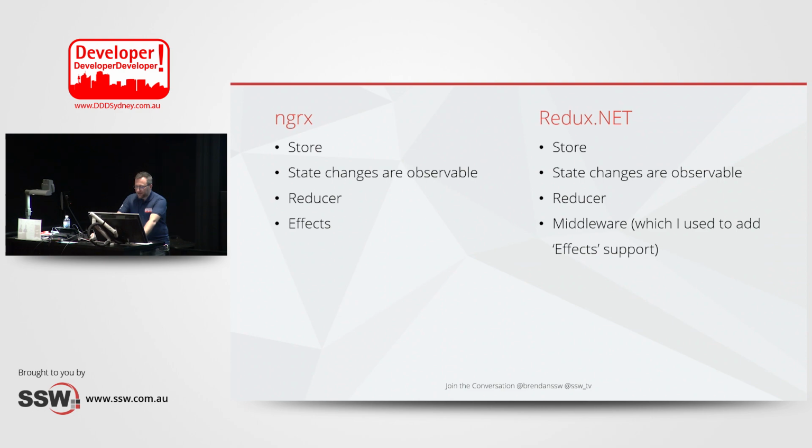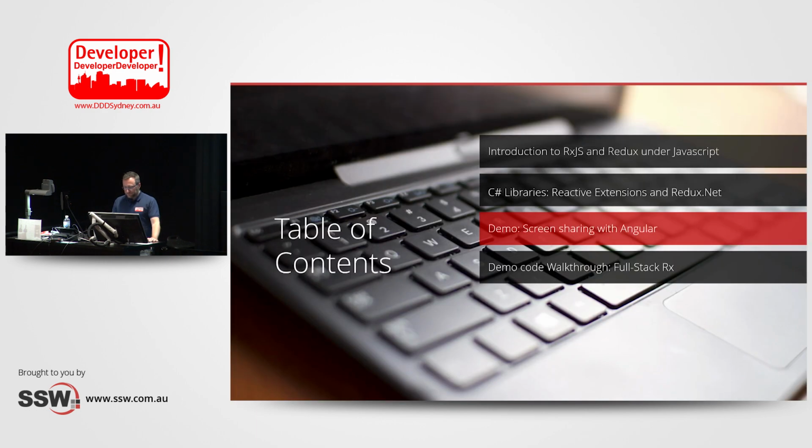So comparing NgRx to Redux.NET, they both have a store, they both have observable concepts, and the state changes are observable. They both have reducers. NgRx has the concept of side effects. Redux.NET didn't have effects, but it's got this thing called middleware, which I used to make my own kind of effects library on top. So that's what I'll be showing you today. So let's move on to my demo.